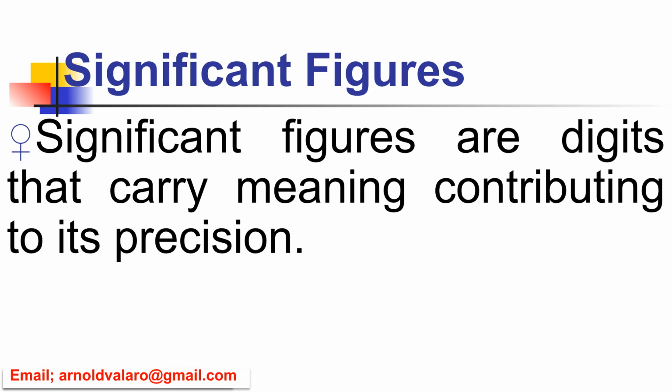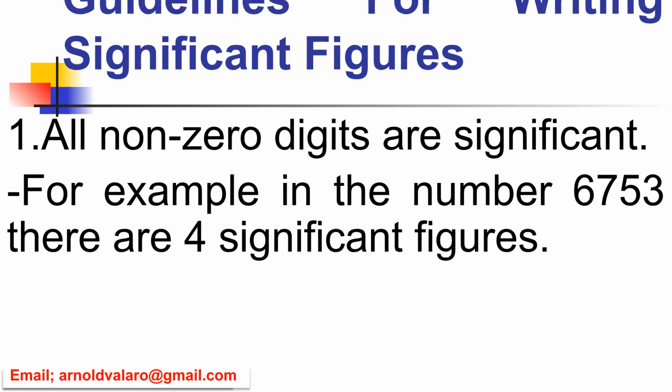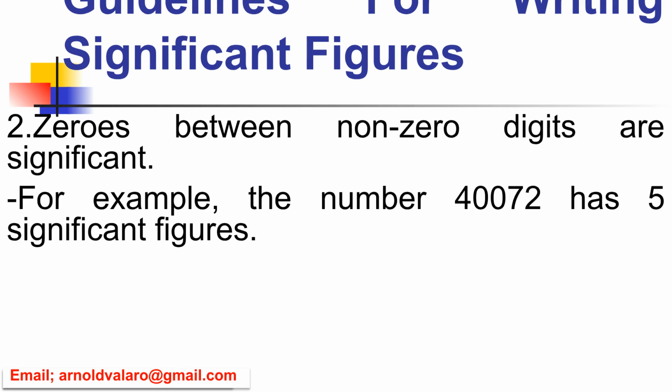Next, let's discuss significant figures. These are the digits in a number that carry meaning and contribute to its precision. Our first guideline for significant figures is that all non-zero digits are significant. For instance, the number 6,753 has 4 significant figures. The second guideline states that zeros between non-zero digits are significant.